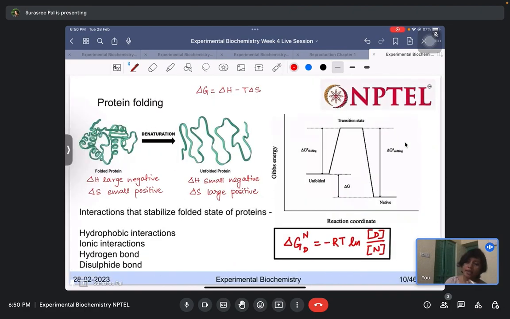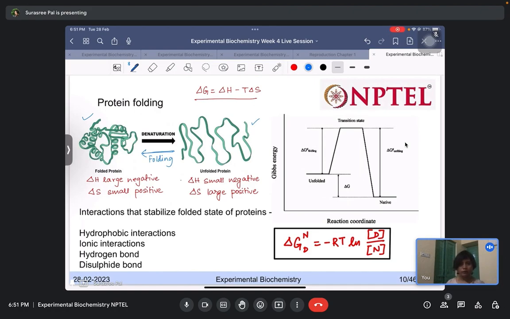Now let's look into the thermodynamics of protein folding. Suppose you have an unfolded protein, and the protein starts to fold. What will be the change in the Gibbs free energy? We know the equation delta G is equal to delta H minus T delta S, right? What we should do is take the reverse reaction, that is, when the protein is folding and not when the protein is denaturing. So when the protein is folding, the protein goes from an unfolded state to a folded state. Now, is this protein folding thermodynamically feasible? So let's look at that.